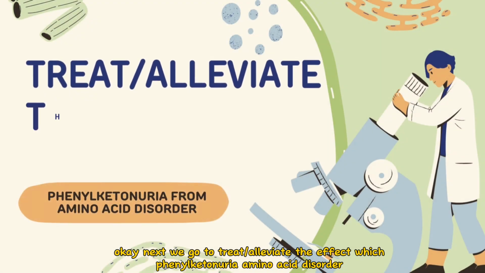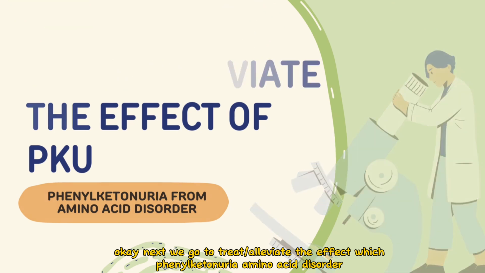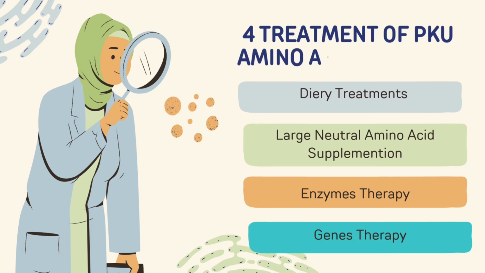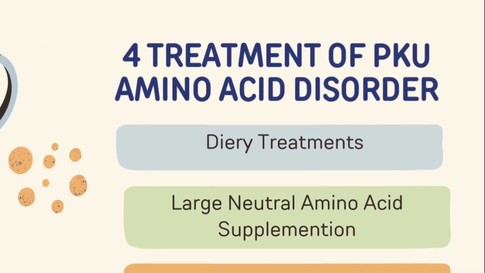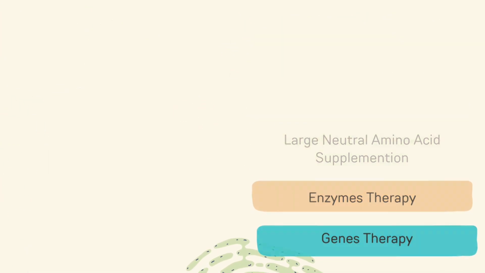Okay, next we go to the treatments that alleviate the effects of PKU, phenylketonuria, the amino acid disorder. There are four treatments of PKU. Firstly is dietary treatment. Second is large neutral amino acid supplementation. Thirdly is enzyme therapy. And the last one is gene therapy.